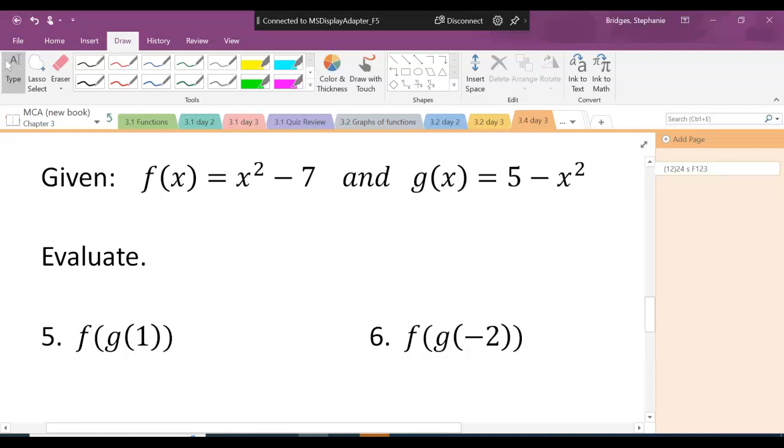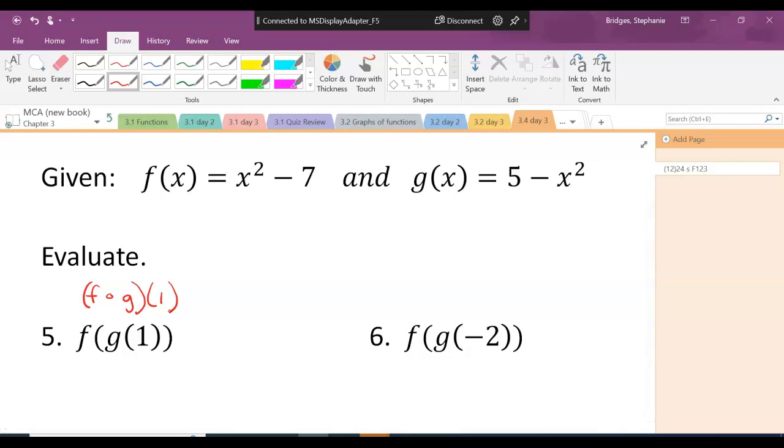Two new functions. F of x is x squared minus 7. G of x is 5 minus x squared. And number 5 says we're finding the value of f of g of 1. How that's similar to the way we wrote it yesterday is, if we wrote it the same way, we would put f of g and then 1 would be in the parenthesis. Okay, so it's the same thing, it's just written differently.